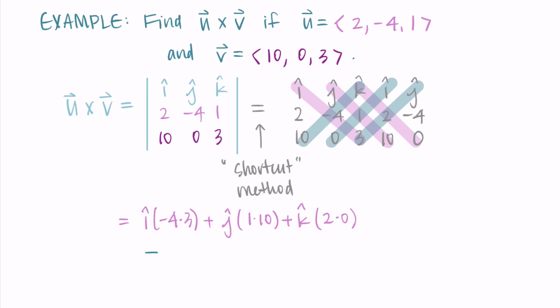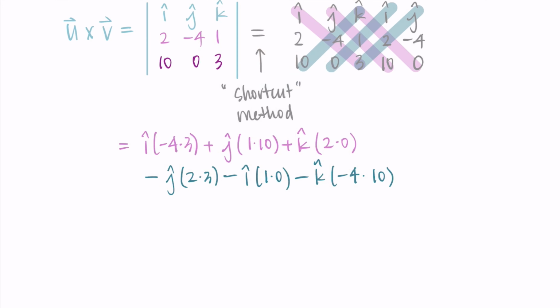So I get minus j times 2 times 3, minus i times 1 times 0, minus k times -4 times 10. So we add the forward diagonals, and then we subtract the backward diagonals. I'm not going to go through why this works. Hopefully you can just do it with me and trust me. For now, I'm just going to give this to you as the shortcut method, and you'll see here that we're going to get the same answer as we did using the first method.